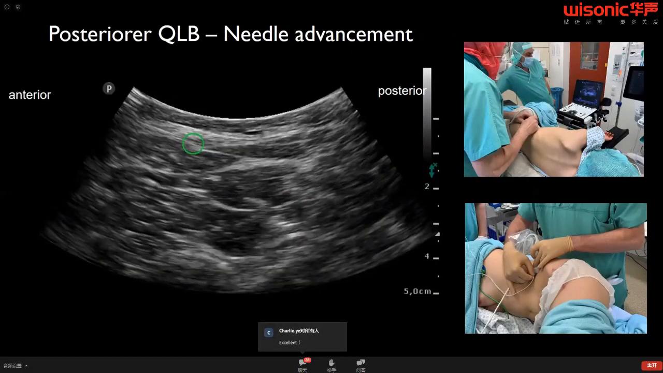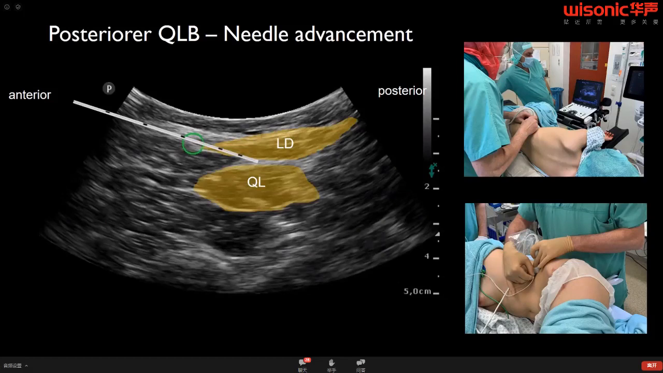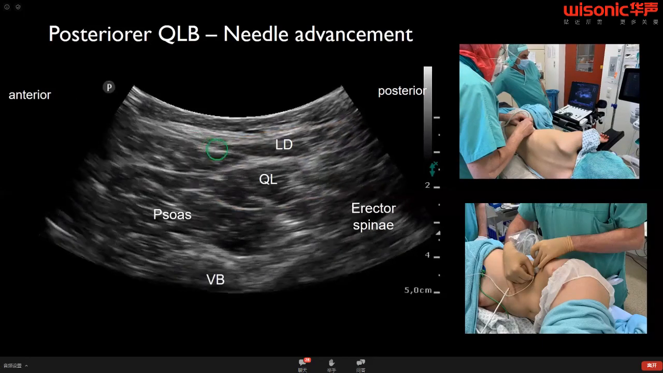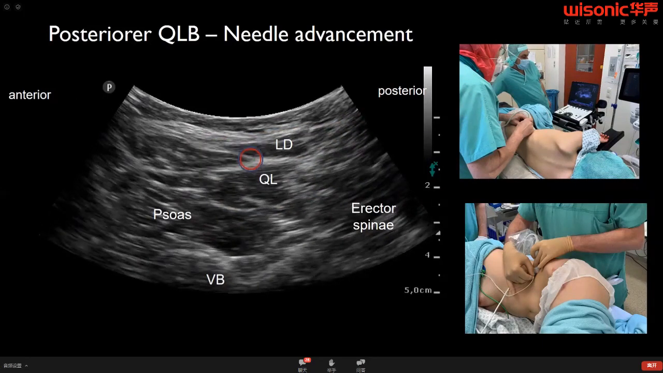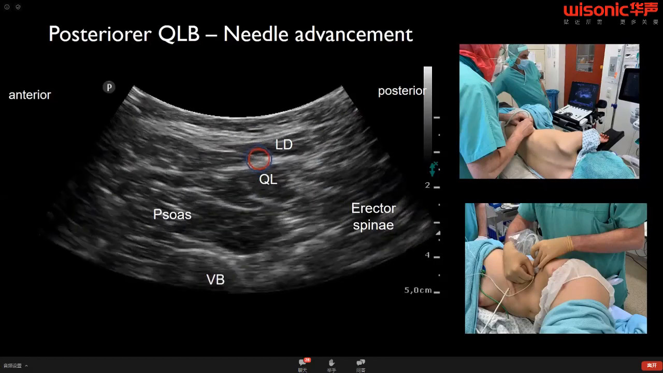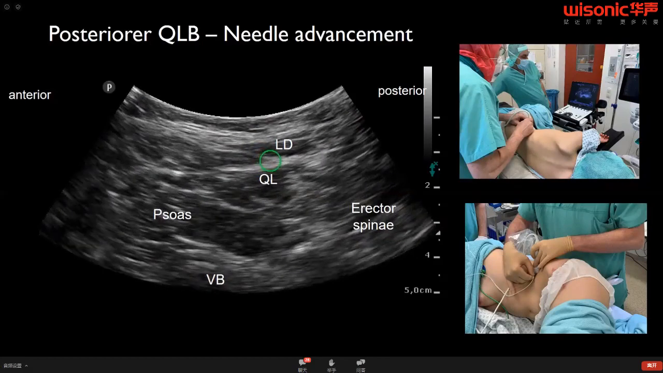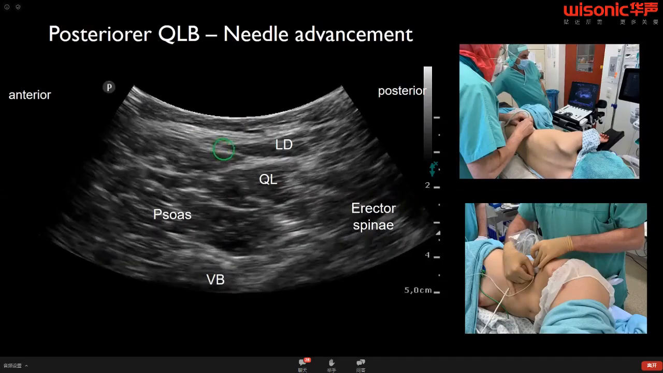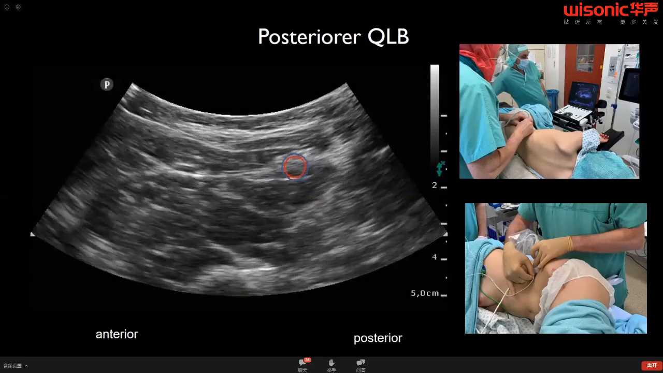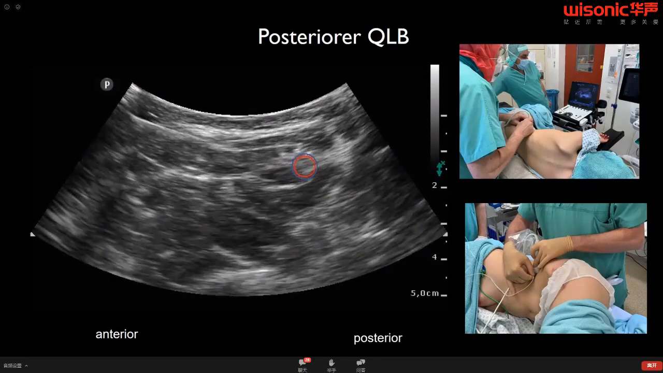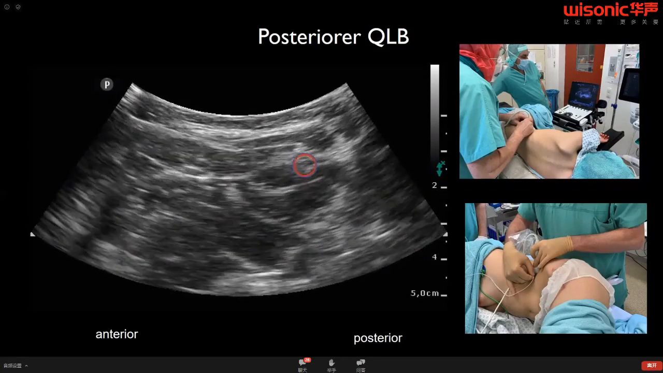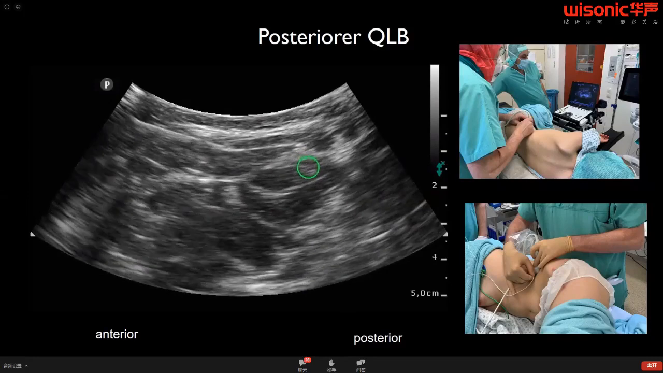For the posterior quadratus lumborum block, you have the same picture. You see the vertebral body, psoas muscle, erector spinae, latissimus dorsi, quadratus lumborum, and the needle is advanced posterior to the quadratus lumborum in the plane between latissimus dorsi and quadratus lumborum. In this video, a needle tip tracking technology is used to identify the tip of the needle. When you are in the right plane, you inject the local anesthetic and you see the distension of both muscles, the latissimus dorsi and the quadratus lumborum.